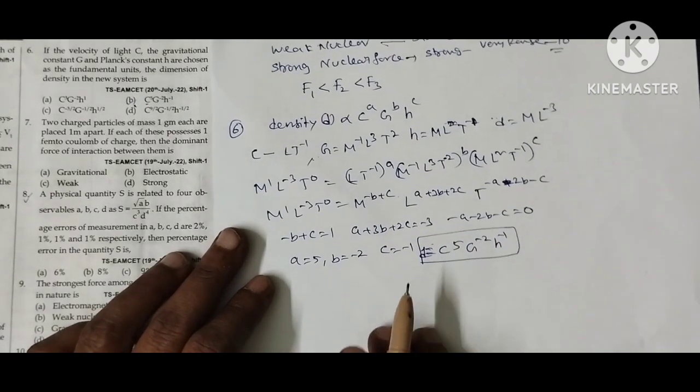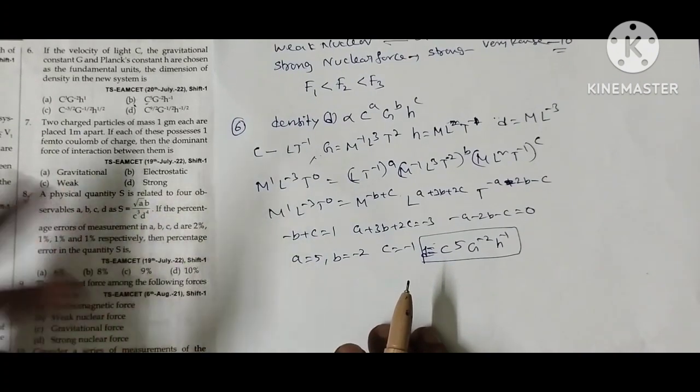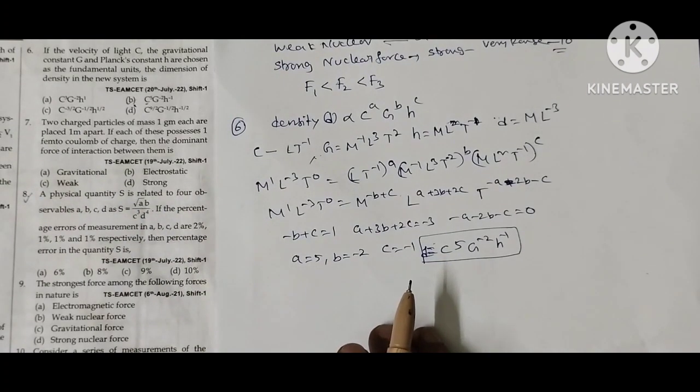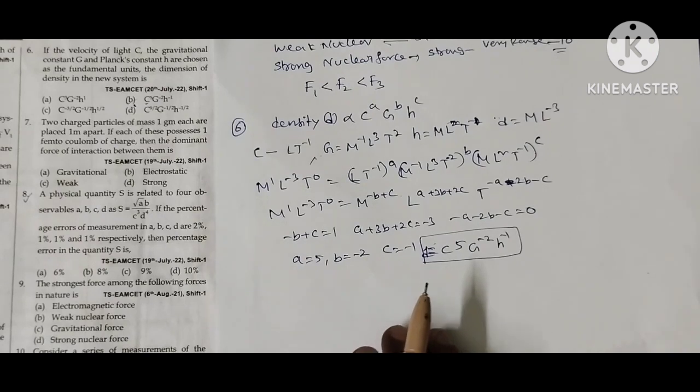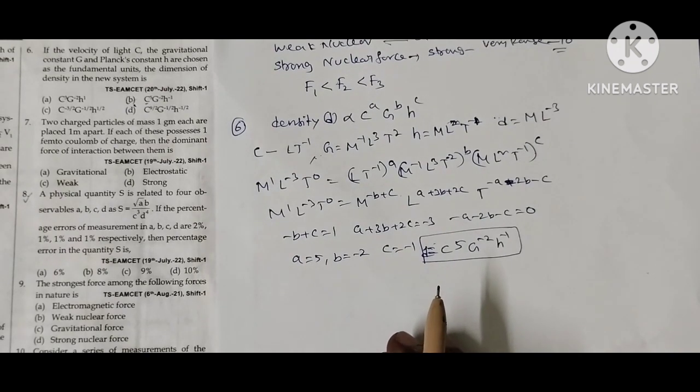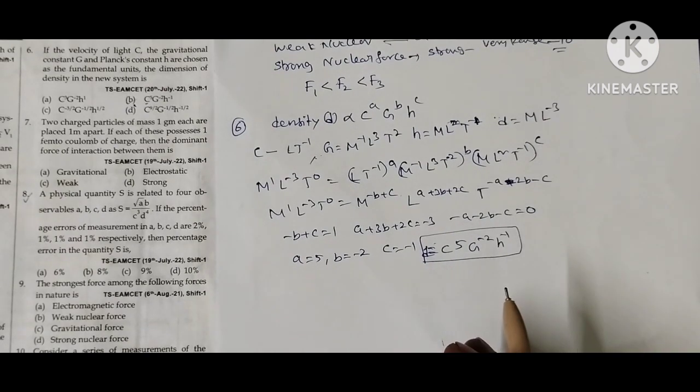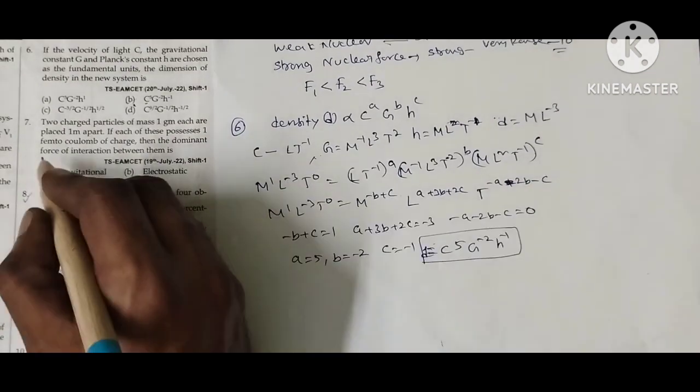Okay. Next question they gave here is the same theory question. Two charged particles of mass 1 gram each are placed 1 meter apart. If each of these possesses 1 femtocoulomb of charge, then the dominant force of interaction between them is dash. Obviously, you know that it is gravitational force. Yeah, gravitational force only.